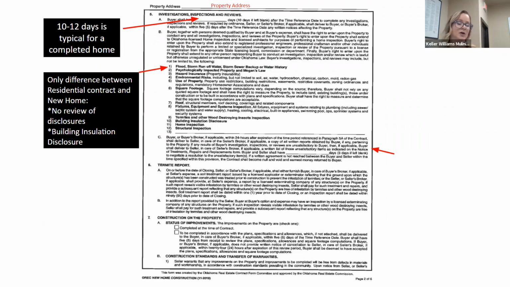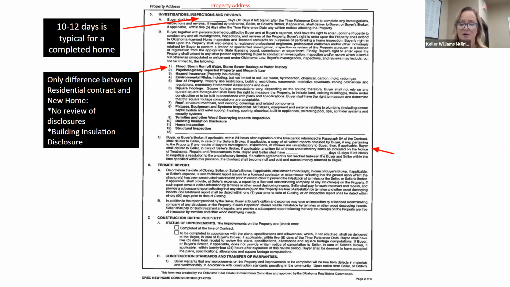versus a new build. On the residential contract for an existing home, your buyer does their home inspection, and then within 24 hours of the end of their inspection period, they've got to make a decision. Do I want to move forward with the contract? Or did I find the inspections to be unsatisfactory? Therefore, I'm canceling the contract. You don't have that option on a new build contract. It's super important that everybody knows what 5C looks like.